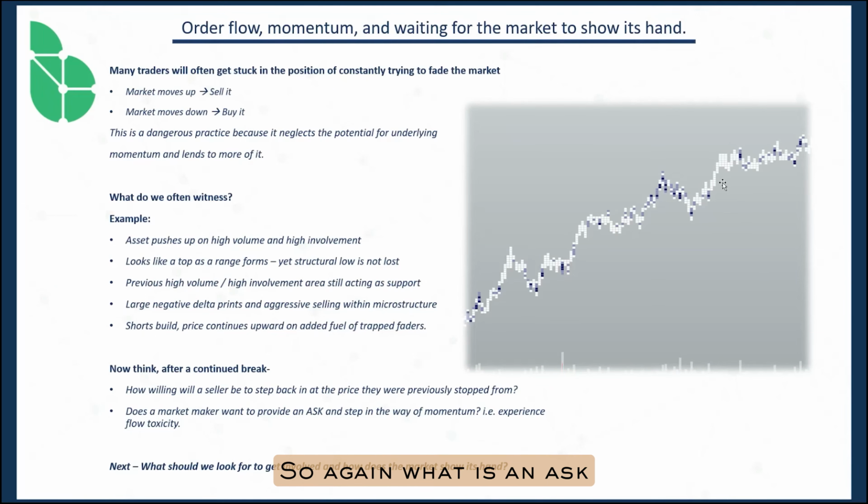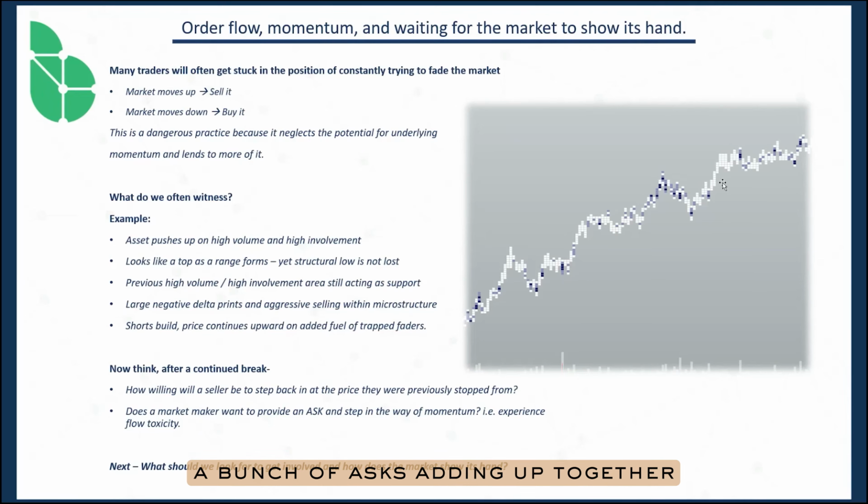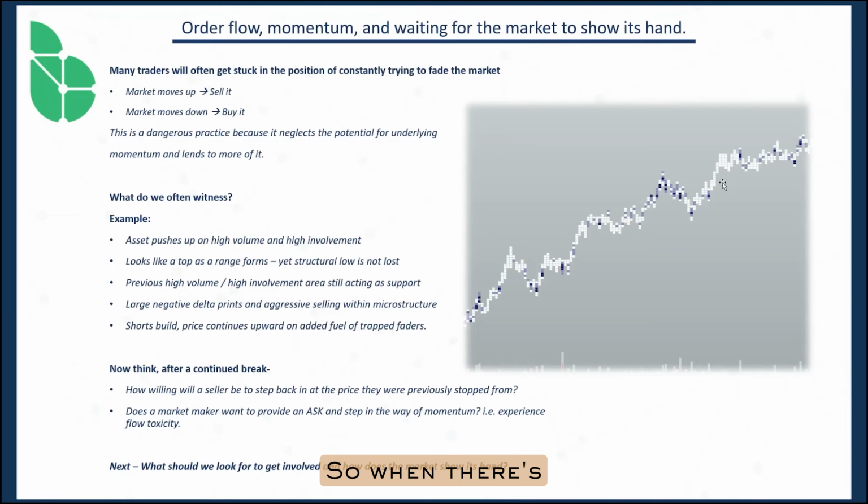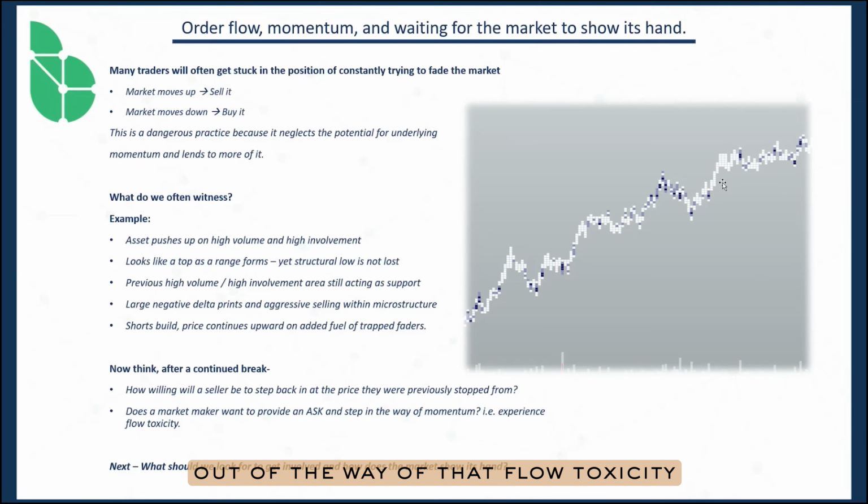So again, what is an ask? Essentially, an ask is an order to sell. And if you think about a bunch of asks adding up together, that provides friction. So when there's a period of increased volatility, when price is beginning to pick up in terms of momentum and trend, the market makers are going to be stepping out of the way of that flow toxicity. And their lack of asks on the order book is going to provide less friction for any upward price movements.